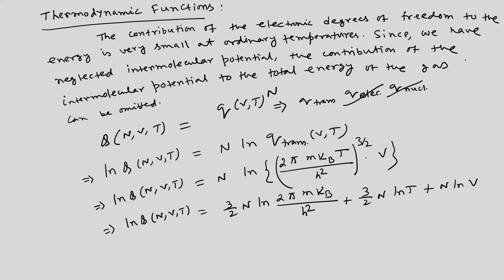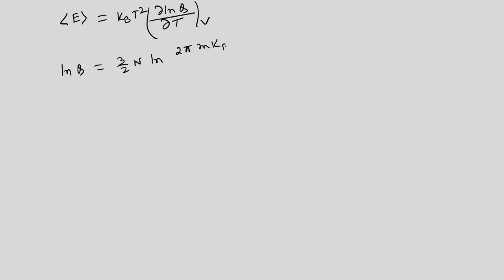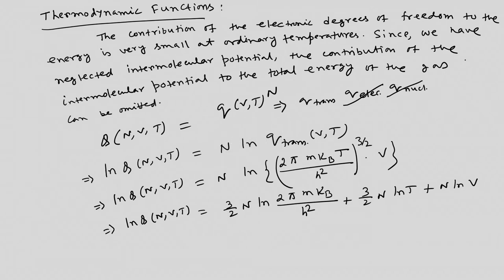Okay, now we can calculate average energy. So, average energy is k_B T squared del ln Q by del T at constant V. Okay, and we have ln Q is 3 by 2 n ln (2 pi m k_B by h squared) plus 3 by 2 n ln T plus n ln V. 3 by 2, you have n here also.